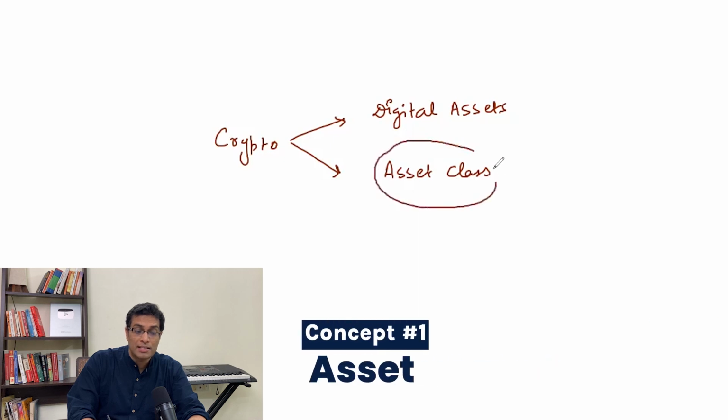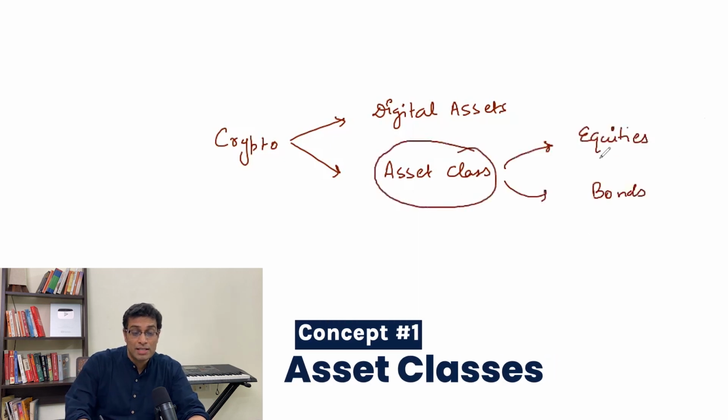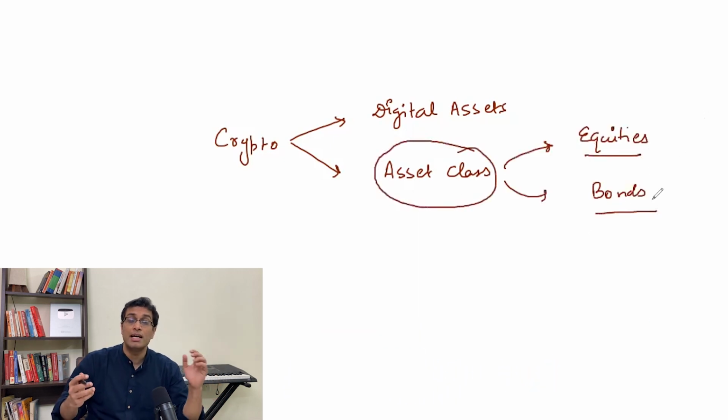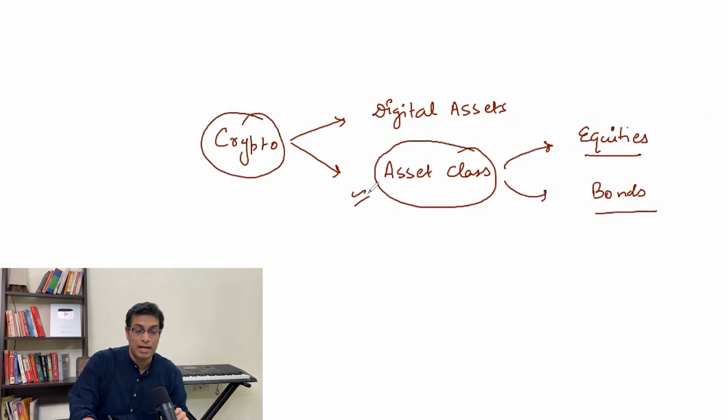There are two key concepts that you must remember at least to build your understanding about cryptocurrencies. The first is the concept of asset class. For example, if you consider equities or bonds, these are asset classes. Similarly, cryptocurrencies are also an asset class. So that's one categorization you can do.